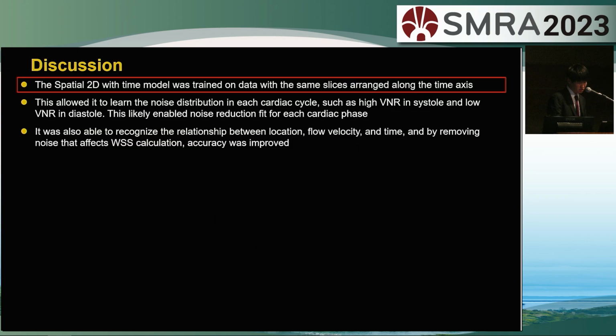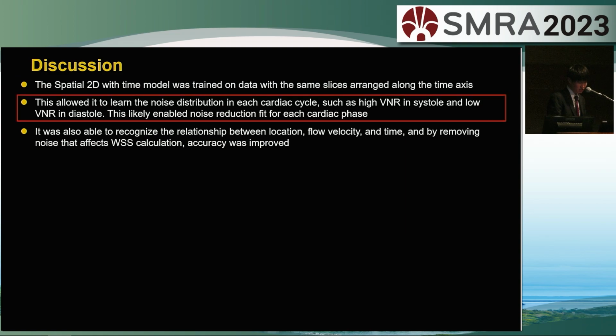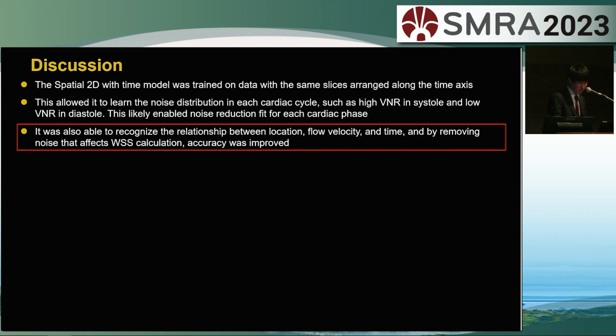The spatial 2D with time model was trained on data with the same slice arranged along the time axis. This allowed it to learn the noise distribution in each cardiac cycle, such as high VNR in systole and low VNR in diastole. This likely enabled noise reduction fit for each cardiac phase. Also, it was able to recognize the relationship between location, velocity, and time. And by removing noise that affects WSS calculation, accuracy was improved.